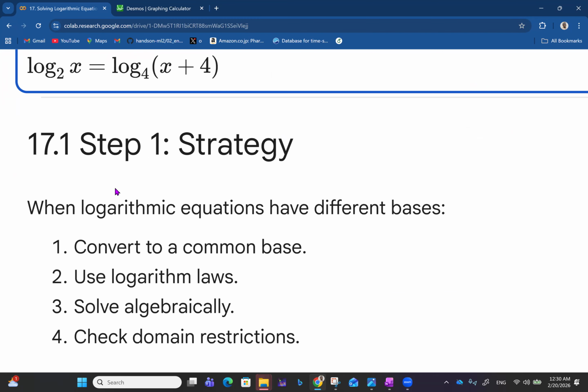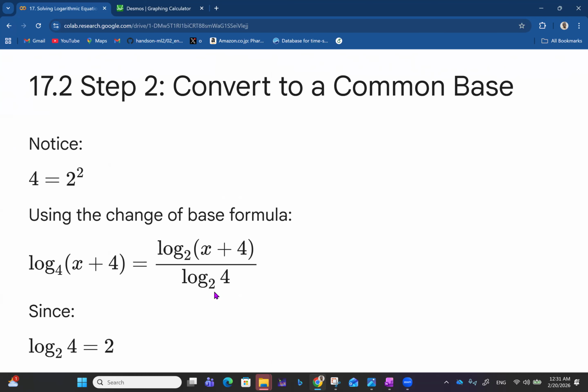And if that is the case, we know that log of x plus 4 to base 4 is the same thing as log to base 2 of x plus 4 all over log 4 to base 2. So you can have them in the same base like that.